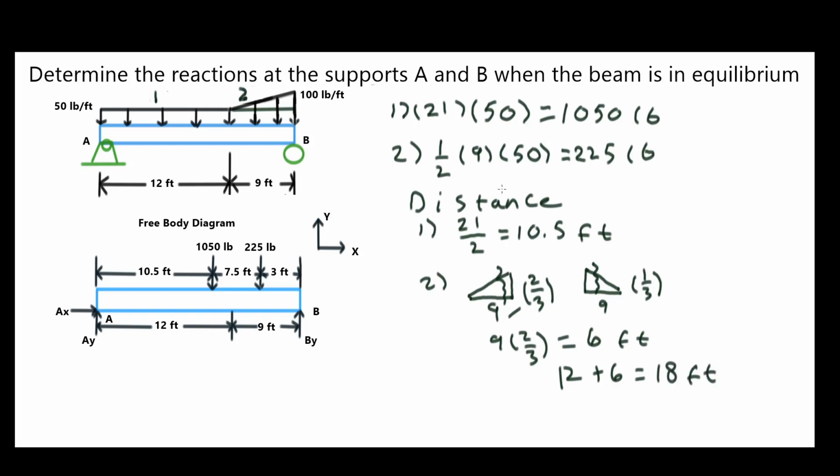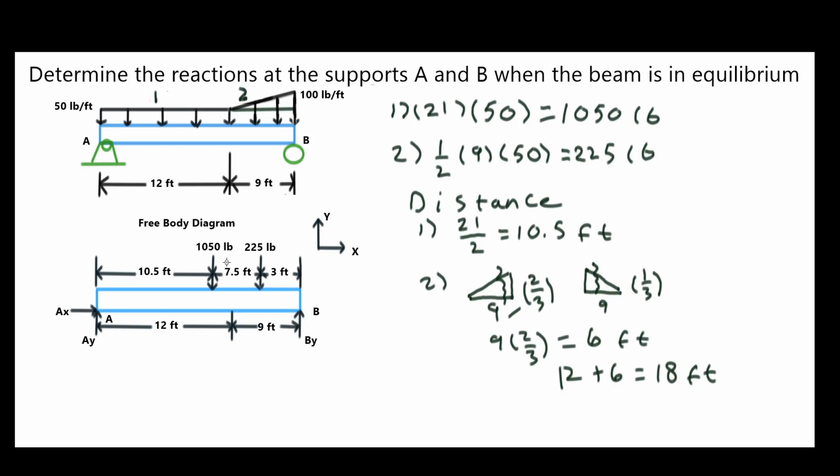So after you get these forces determined and what distances they should be, you can go ahead and draw your free body diagram, which is what we have over here. As you can see, our force 1 is here at 1,050 pounds, and it's at a distance of 10.5 feet from the origin. And then we have 225 pounds for our second force, which was the triangle, and it's 7.5 feet from the first force.